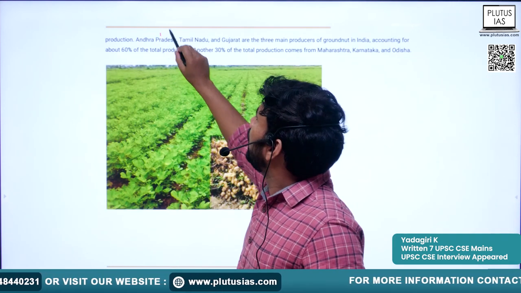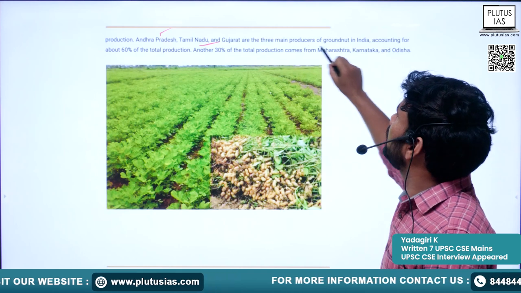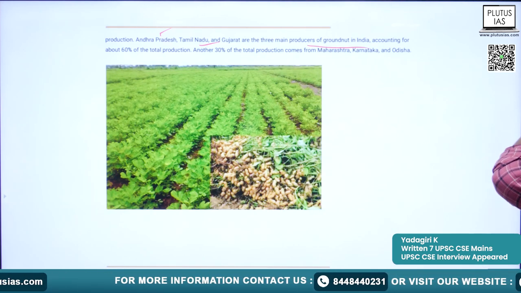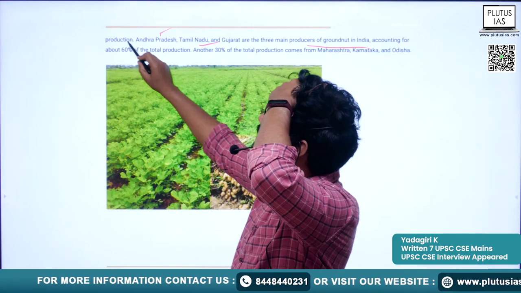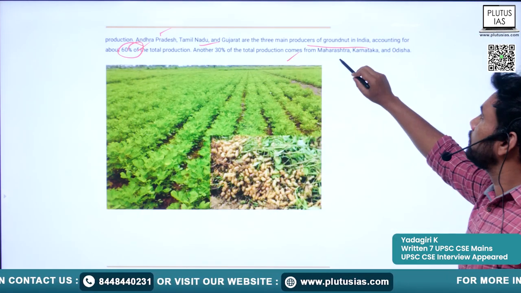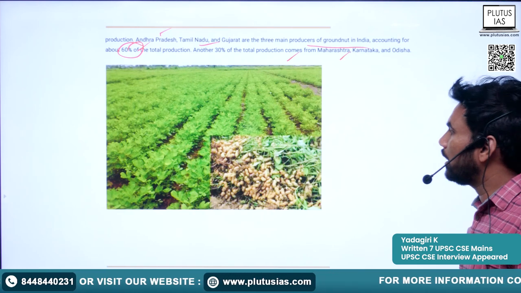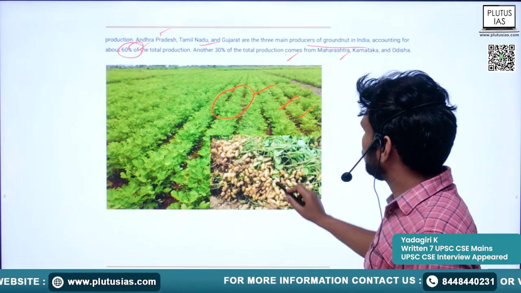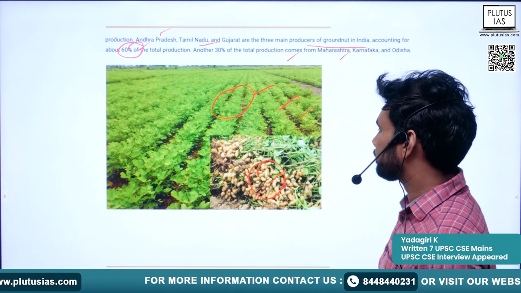If we see the states, Andhra Pradesh, Tamil Nadu and Gujarat are the three major states producing groundnut, accounting for about 60% of the total cultivation. Another 30% comes from states like Maharashtra, Karnataka and Odisha. So here you can see this is the groundnut crop. This is the groundnut.